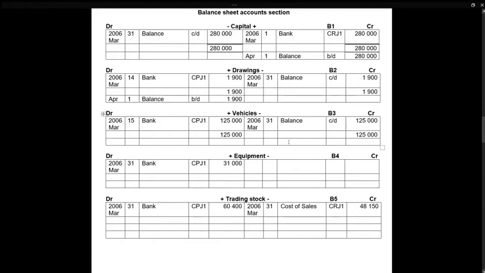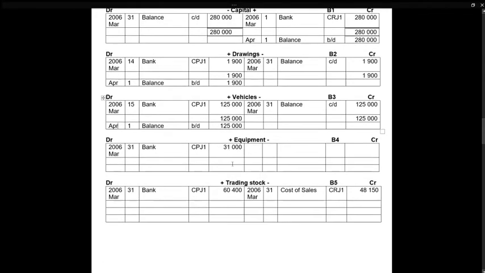My new opening balance for the first day of the new month will be 125,000 Rand. Details will be balance. Took place on the 1st, and this will be April. So my new opening balance for the 1st of April for vehicles, 125,000 Rand.